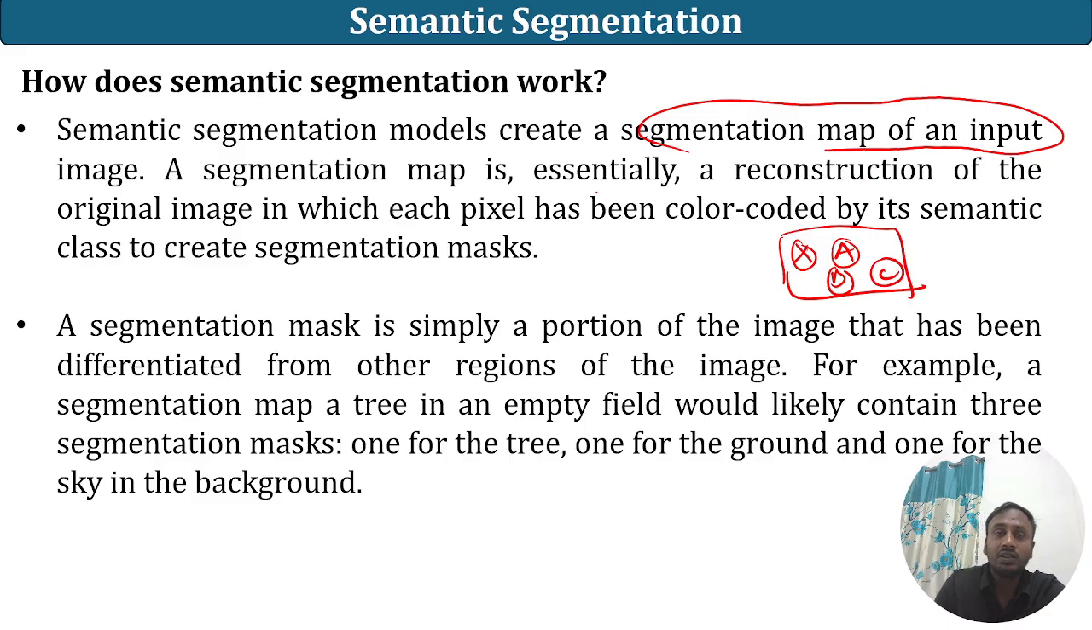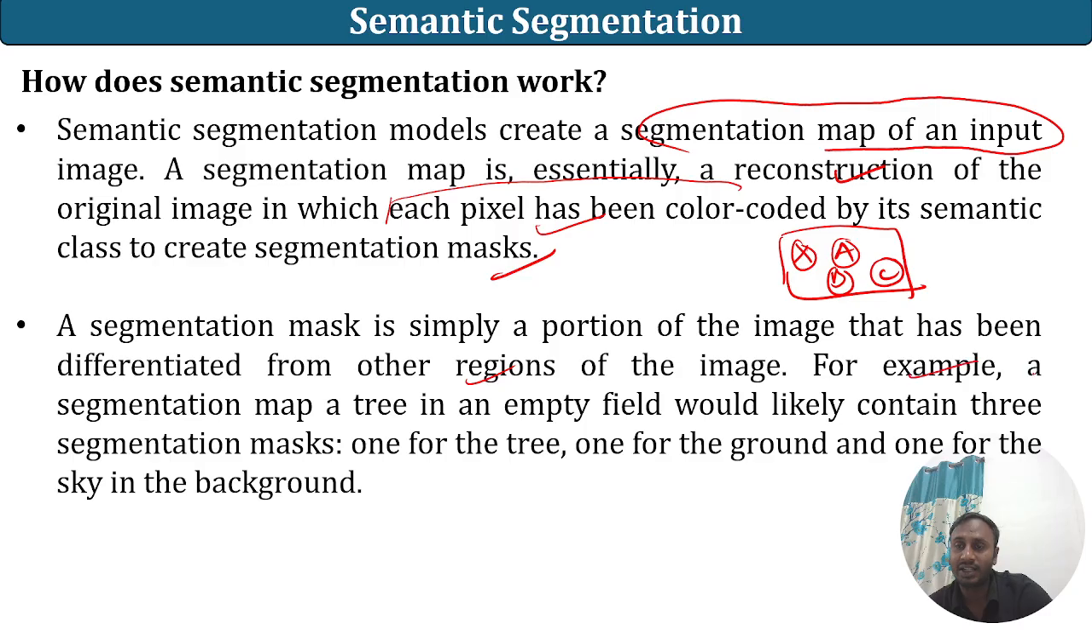Once it's done, the segmentation map is actually a reconstruction of the original image in which each pixel has been color coded by its segmented class, and we're going to create the segmentation masks also. It's a portion of the image that has been differentiated from the other regions. The masking is like we take one map and mask it, making sure that the segment is not going to come again repeatedly.